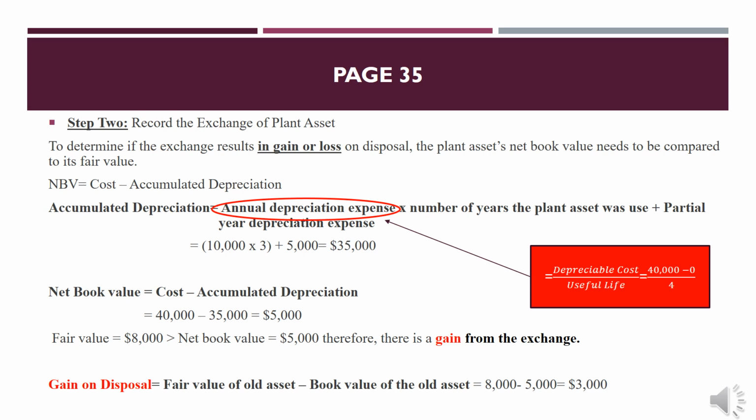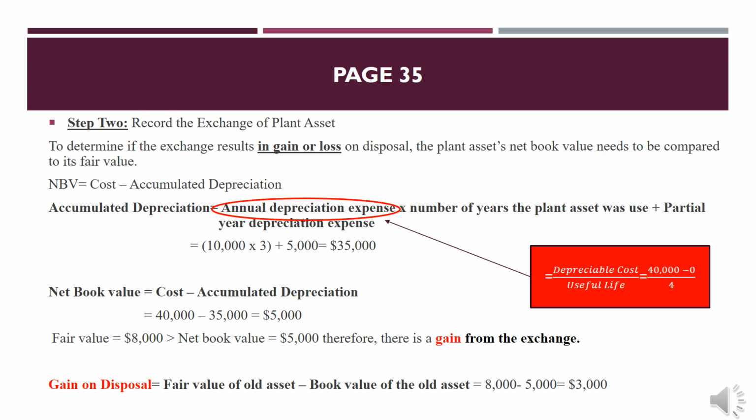As we said, an exchange may result in a gain or a loss on disposal. In order for us to know if we have a gain or a loss, we need to compare the net book value of the plant asset to its fair value. The fair value of the truck is given, $8,000, so we need to calculate the net book value, which is the cost minus accumulated depreciation. The cost is $40,000. The accumulated depreciation is $35,000, which is the annual depreciation expense times the number of years the plant asset was fully used, plus the partial year depreciation expense. So the net book value is $5,000.